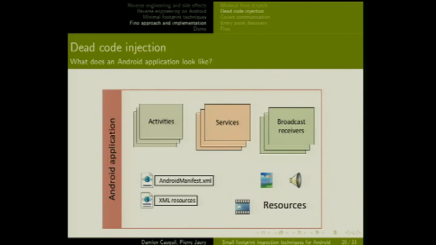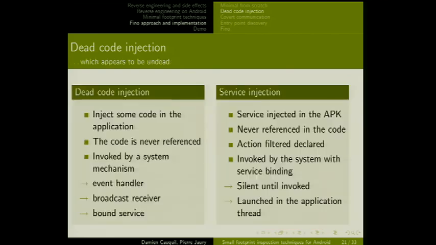There are services, the things that run in the background. There are broadcast receivers, the things that just deal with the messages in the system. And all of these are registered in the manifest. What we did with Fino was inject some dead code in the application.